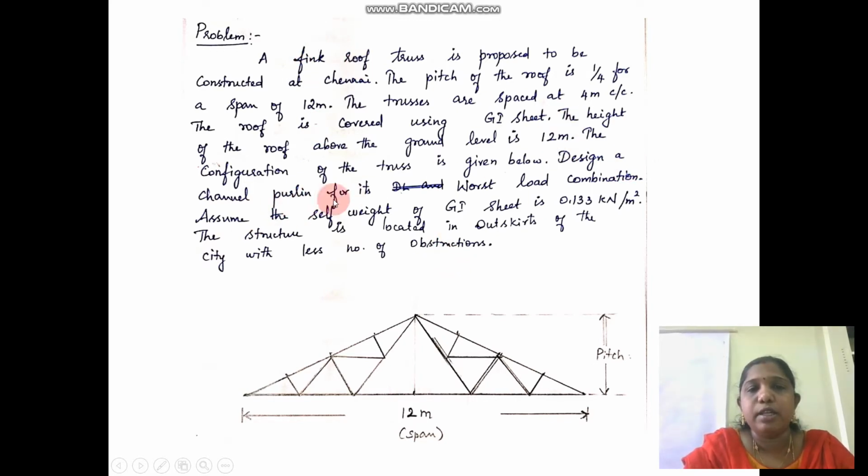And design a channel purlin for its worst load combinations. That is, what is the combination? You have to find out which is going to create the worst effect, and for those forces you have to design the purlin. Assuming the self weight of GI sheet is 0.133 kilonewton per meter square, if the self weight of the roof material is not given, you have to refer to IS 875 part 1 for the loadings. The structure is located in the outskirts of the city with a small number of obstructions. So this is going to help you in finding out the wind load.